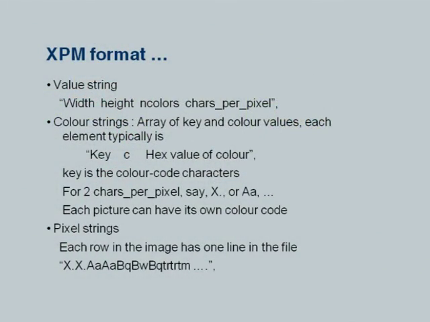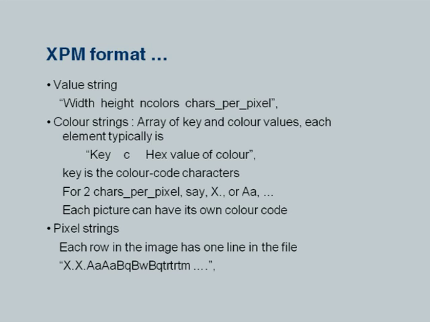Wherever that combination occurs in the actual pixel representation, that is supposed to mean this particular hexadecimal value of the color. So consequently, you have as many lines as different color codes you have, or effectively as different gray levels or color levels possible in your image pixels. Please note that each picture can have its own color code. I have utilized this fact to define my own color code here.